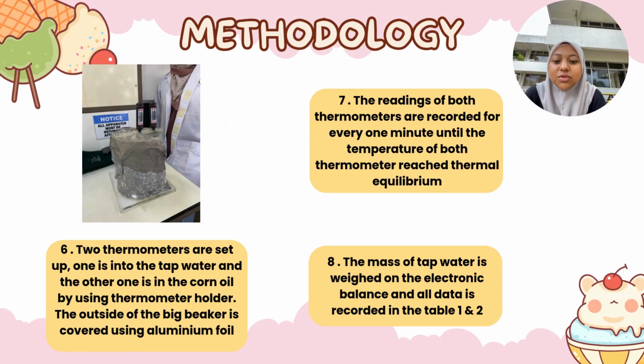After that, two thermometers are set up, one in the tap water and the other in the corn oil, using a thermometer holder. The outside of the big beaker is covered using aluminium foil. After that, the readings of both thermometers are recorded every 1 minute until the temperatures of both thermometers reach thermal equilibrium. And lastly, the mass of tap water is weighed on the electronic balance and all data is recorded in table 1 and 2.